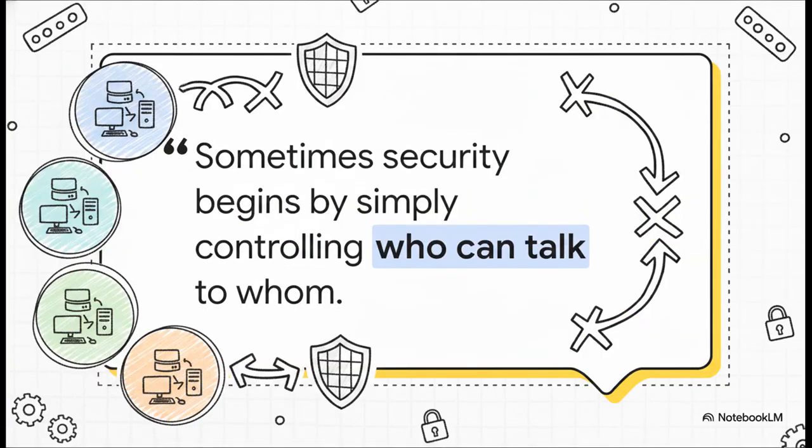I really want to leave you with this powerful thought. Secure infrastructure isn't just about buying the absolute most expensive firewalls or the craziest encryption. Honestly, sometimes true security begins by simply controlling who can talk to whom. That is the foundational power of segmentation. So I'll leave you with this question to chew on. Is your own network truly segmented right now, or are you literally just one bad click away from a flat network disaster?